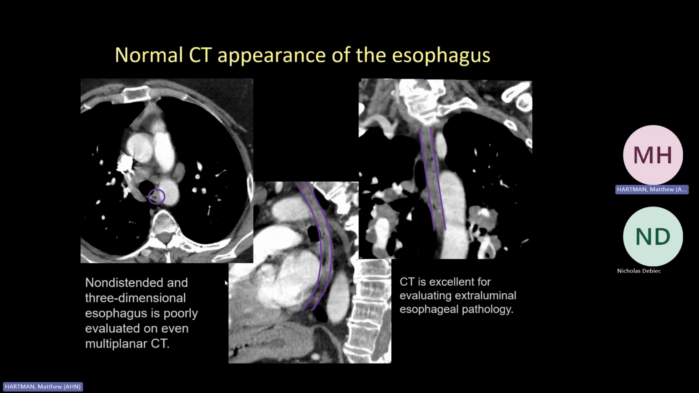So the normal CT appearance, so if we're doing CT chest, the esophagus should be collapsed. Again, tough to evaluate in the non-distended state, but we'll see some examples of really thickened esophaguses and really dilated.